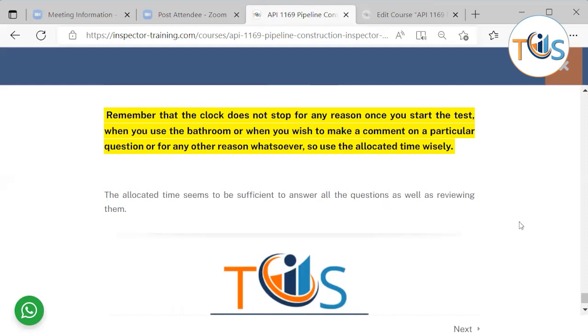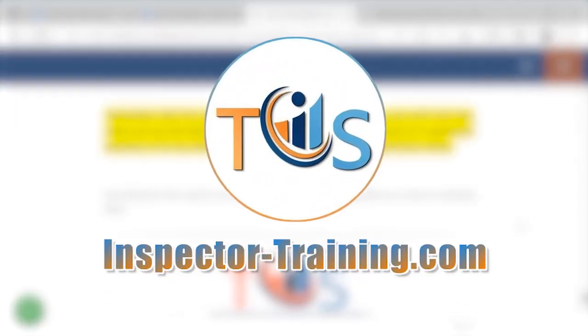The last tip I would give you is don't waste more than 1 minute, because you have 1.5 minutes on average per question. So don't spend more than 1 minute on a question. If you still cannot answer it within a minute or slightly more, then just flag it, jump to the next question, and come back to it.